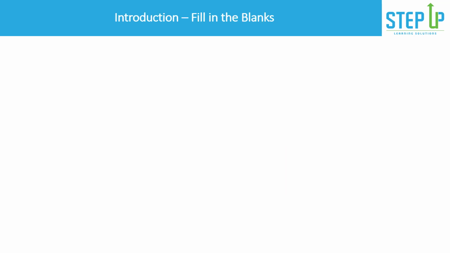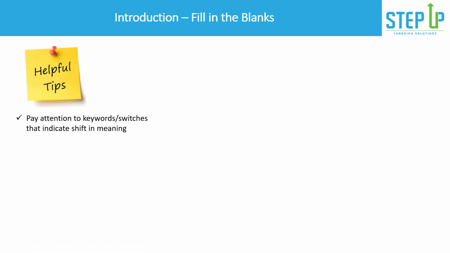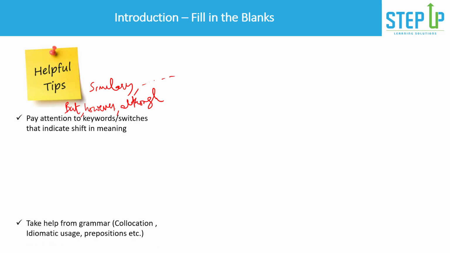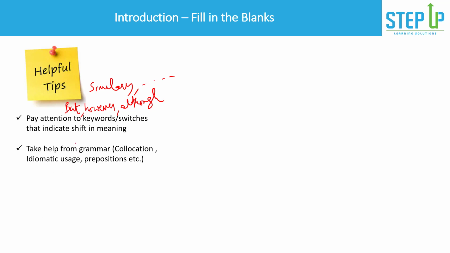So let's get started. Okay, so let me refresh your memory on what we discussed in the previous video. You should pay attention to keyword switches that indicate a shift in meaning. If you see but, however, although, all these words indicate that there's a shift in meaning. If you see something like similarly, hence, therefore, they indicate that the meaning is sort of parallel, going in the same vein.